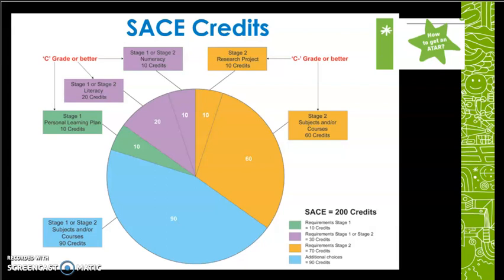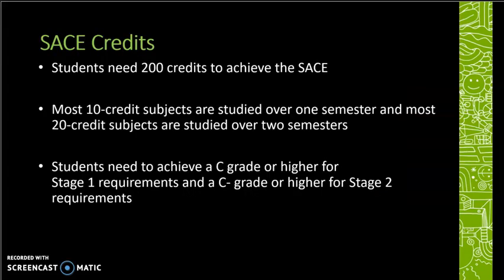So therefore, you may end up with more than 200 credits, and that's perfectly fine. You can do that, but the minimum requirement is this pattern here and achieving 200 credits. So just to recap, students need a minimum of 200 credits to achieve their SACE. Most Stage 1 subjects are 1 semester long and are worth 10 credits. Most Stage 2 subjects are year long and worth 20 credits.